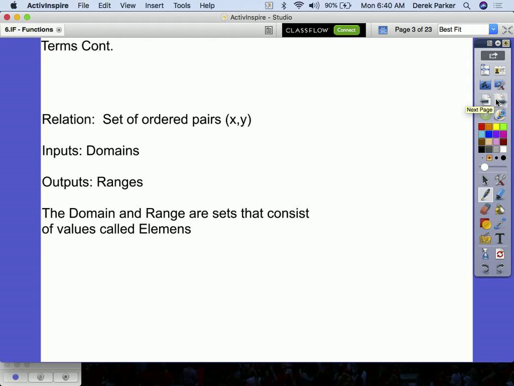Terms continued. A relation is a set of ordered pairs, x and y. Inputs are your domains. Outputs are your ranges. The domain and range are sets that consist of values called elements.